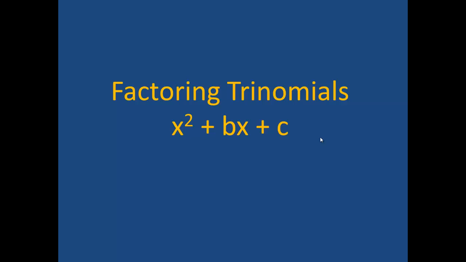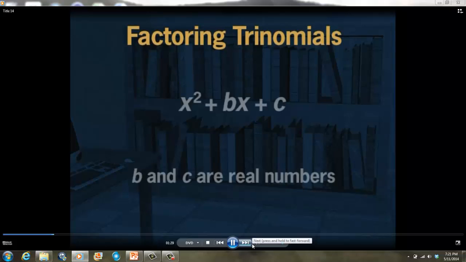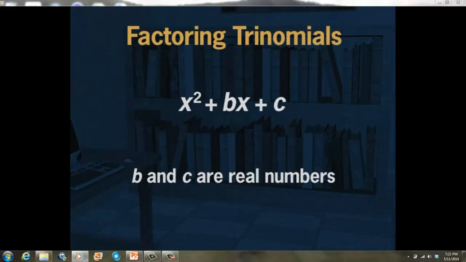Next, we will be discussing factoring trinomials of the form x squared plus bx plus c. This means that all of these trinomial examples have just one x squared. Today we will study how to factor a trinomial of the form x squared plus bx plus c, where b and c are real numbers. All of the trinomials we will factor in this lesson have a quadratic term with a coefficient of 1.